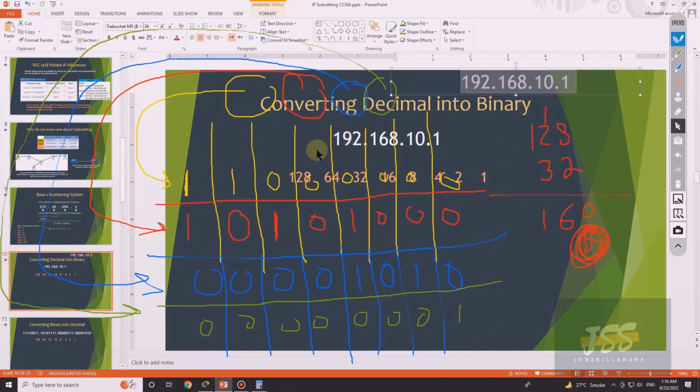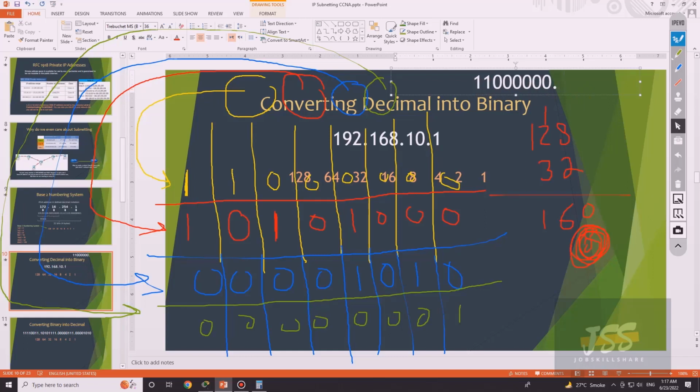Basically taken from that, converting decimal into binary. So I'm going to write here first 1 1 0 0 0 0 0. So as you can see, we have 2 bits on and the rest are 0. So 1 2 3 4 5 6 7 and another 0.